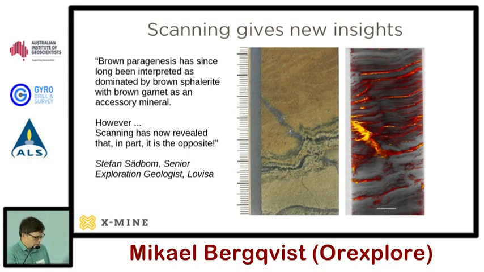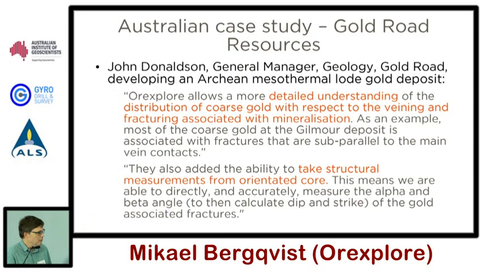Another example from an Australian mine, Gold Road Resources operation, shows the detailed understanding of distribution of coarse gold in relation to veining and fracturing that is associated with the mineralization. And it also discovered that in this particular deposit, most of the coarse gold was associated with fractures subparallel to the main vein contacts.